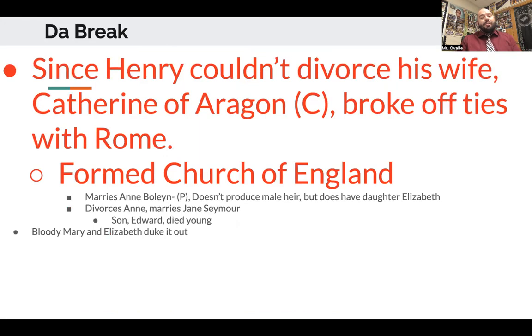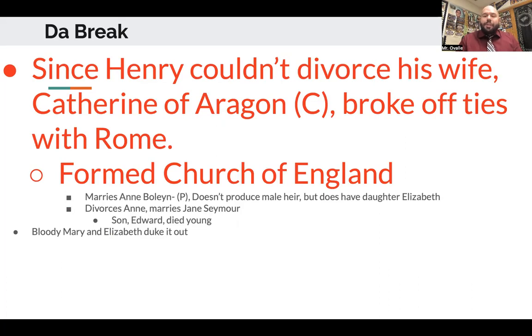So long story short, Henry was married to a Catholic princess, Catherine of Aragon, from Spain. She is Catholic. Catherine of Aragon. She is Catholic. And back in the day, right, divorce is hush hush. You don't want to do it. You're screwed for the afterlife. It's against God's commandments. And Henry, wanting a son, had difficulty getting a son with Catherine.